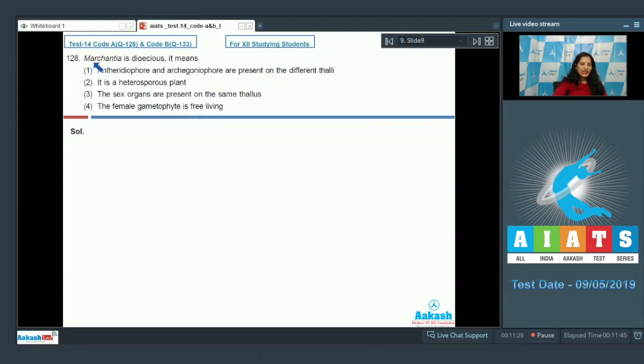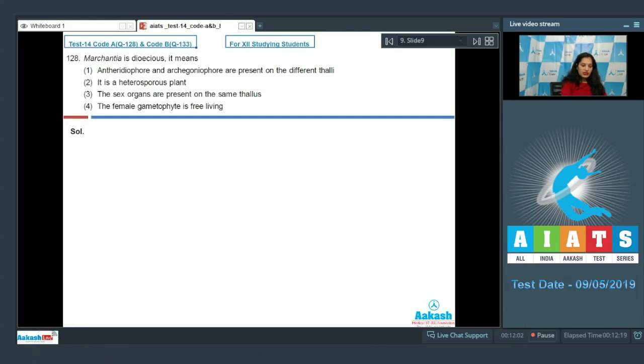Question number 128. Marchantia is dioecious. It means, first option, antheridia and archegonia are present on the different thalli. Second, it is a heterosporous plant. Third, the sex organs are present on the same thallus. Fourth, the female gametophyte is free living. If a plant is dioecious, it means the sex organs are present on two different thalli.